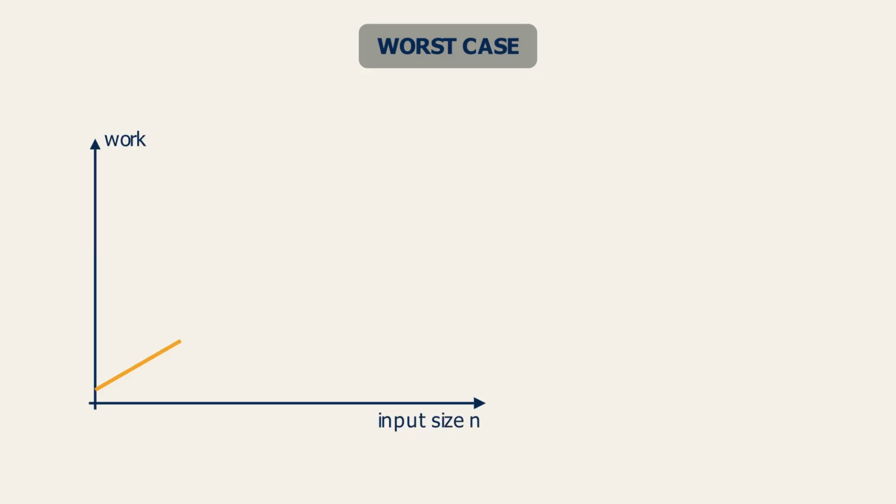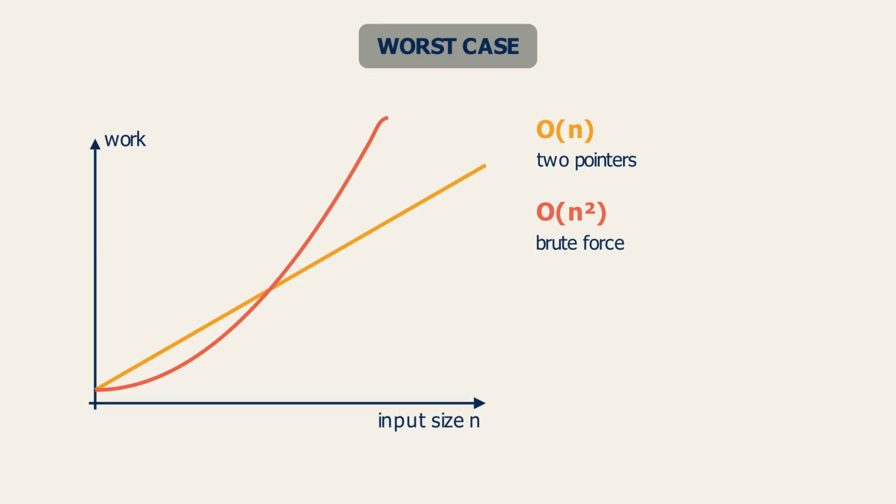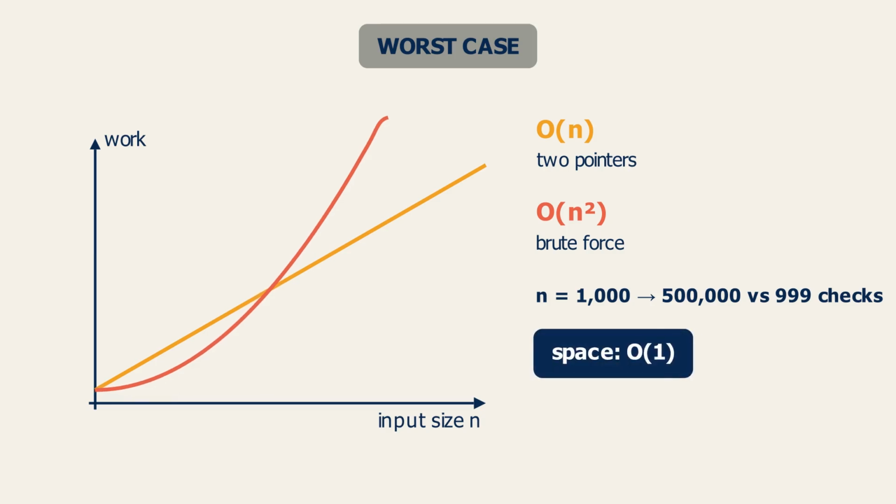Here's the payoff. Brute force is O of n squared. The pairs explode as the array grows. 2 pointers is O of n. Each pointer only ever moves inward, so together they take at most n steps. At 1,000 walls, that's 500,000 checks versus under 1,000. And we use no extra memory at all, just 2 pointers. Same answer, a completely different class of speed.